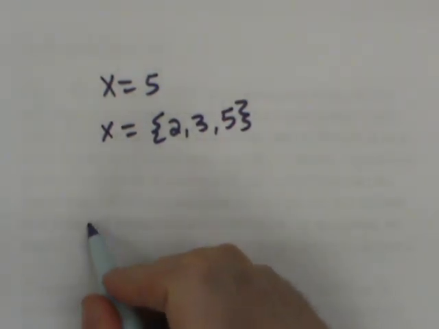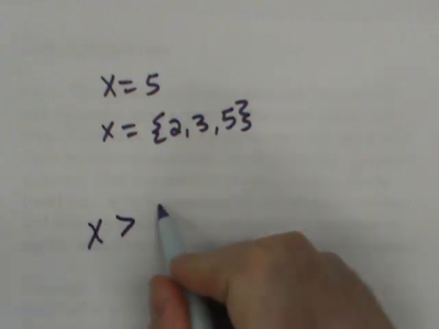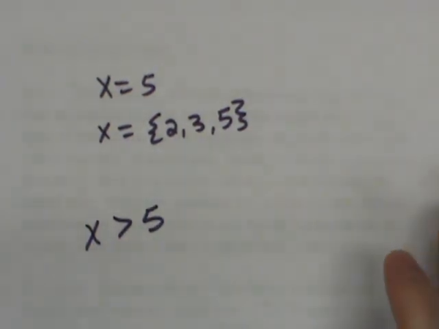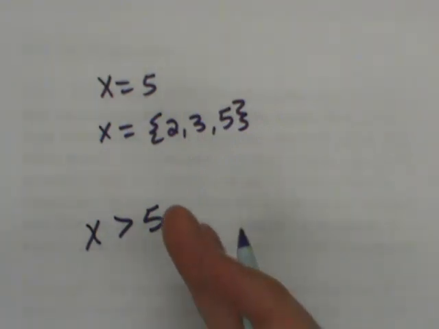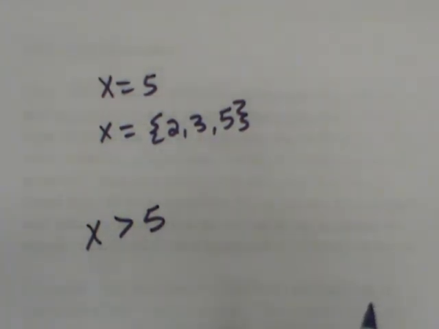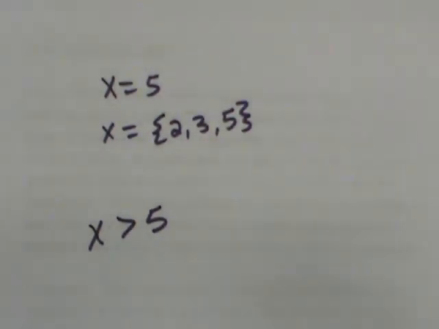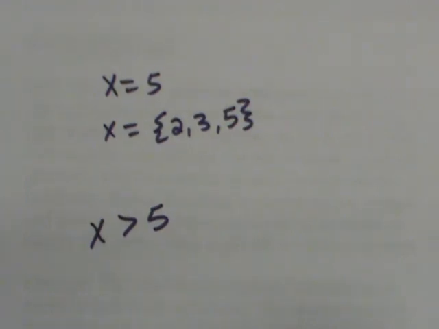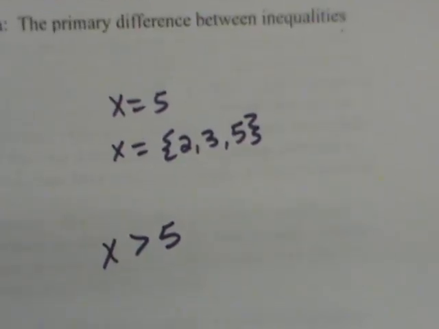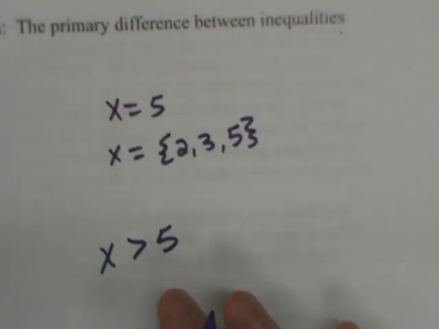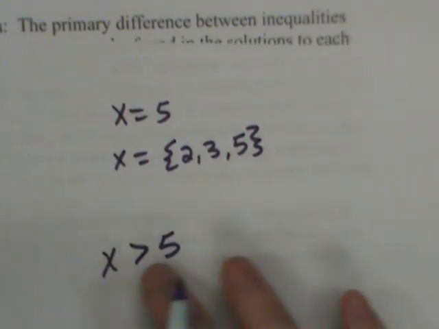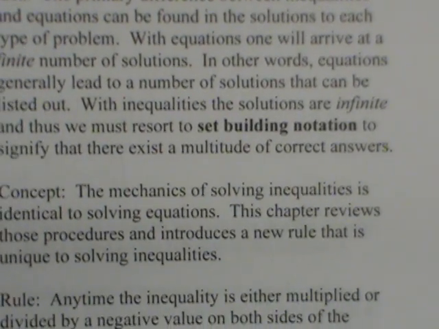With an inequality, you might get something like x is greater than 5, which means that anything bigger than 5 would work. 5.1, 5.2, 11, 205, 2005, 2,000,005. And so because there's so many answers, we go to something called set building notation. Set building notation we'll go over here in just a few minutes. I want to talk about some other ideas before I get into all of the set building notation.